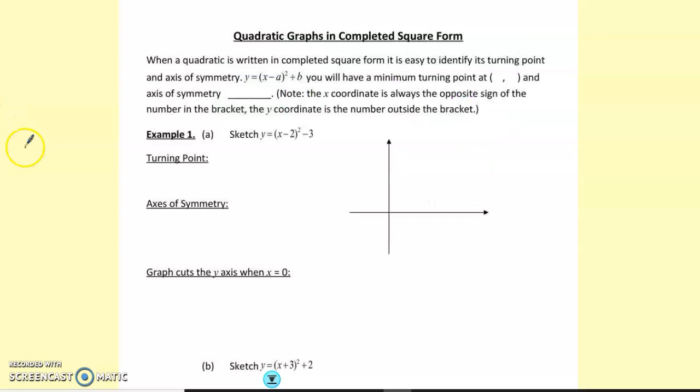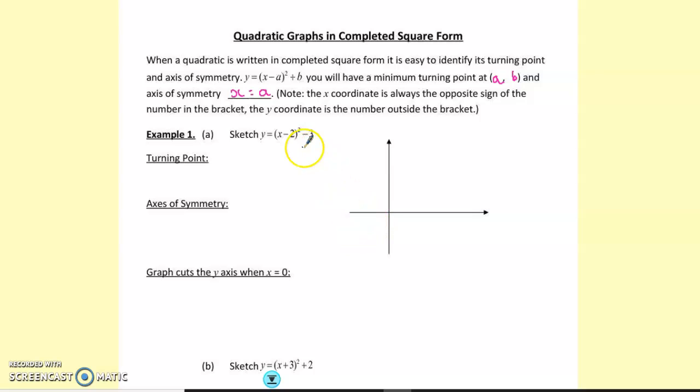let's look at a graph in a different form then. Okay, when it's written in completed square form, like (x minus a) all squared plus b, that gives us a minimum turning point at (a, b), and an axis of symmetry of x equals a. Note the x coordinate is always the opposite sign of the number in the bracket. The y coordinate is the number outside the bracket and is exactly the same.